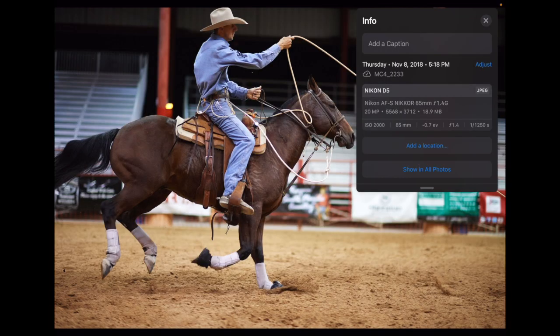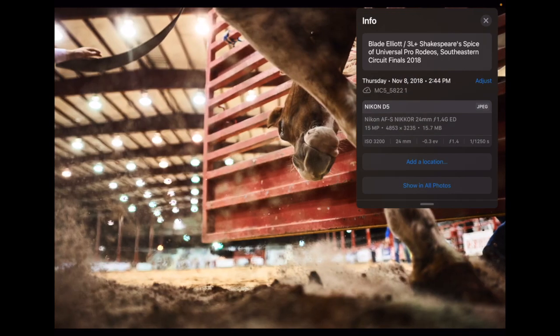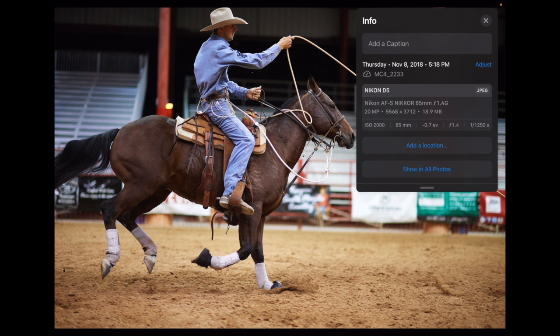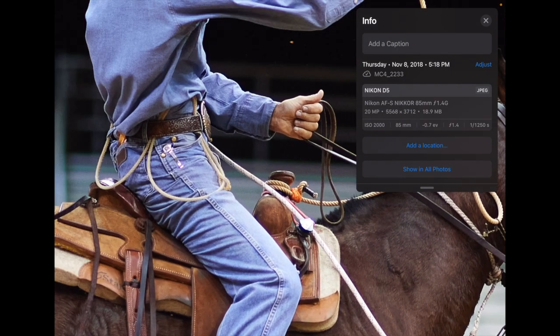This is another picture from the Southeastern Circuit Finals in Davie. We looked at the one from under the chute. This is the same arena. Looking at the EXIF here, we have an 85 millimeter 1.4 at 1.4, the shutter speed 1/1250th of a second, which means that it's definitely fast enough to freeze the action. There's no motion blur here. There is the narrow depth of field due to the 85 1.4, and I'm only really at 2000 ISO, which isn't very high. There's no noise in this picture.